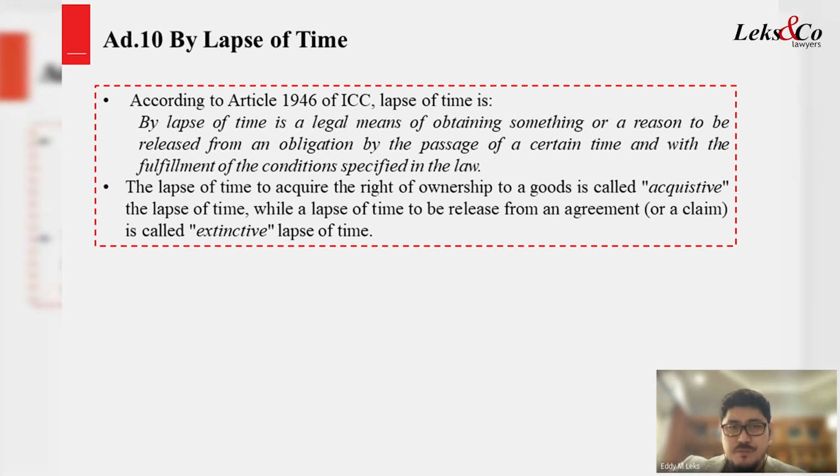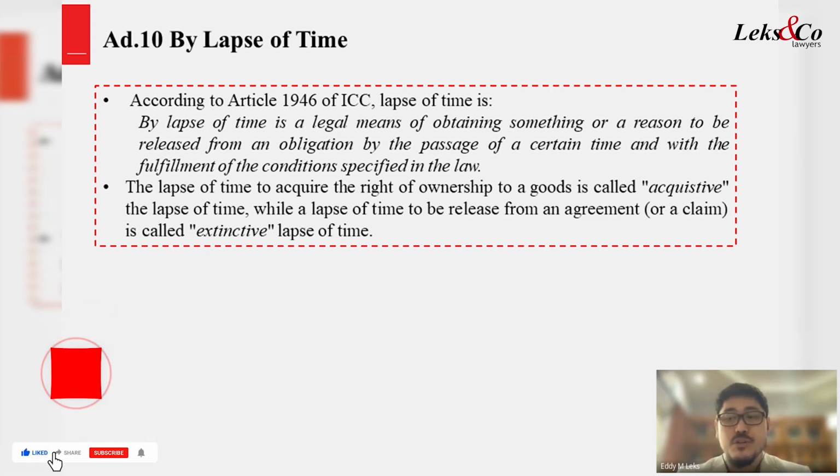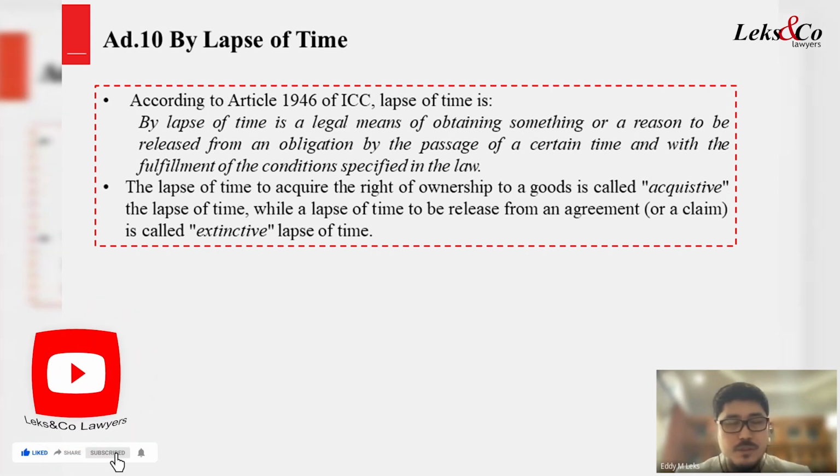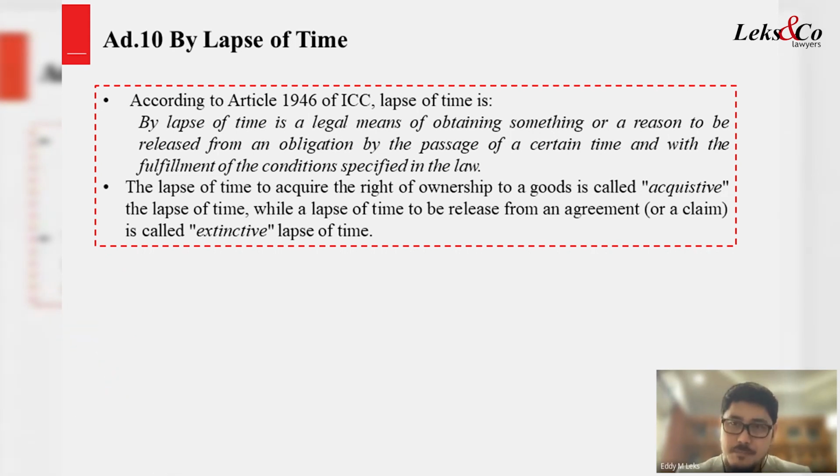Or extinctive, yeah. While a lapse of time to be released from an agreement is called extinctive. So you have the right, like what we said before, is 5 years, right? About the nullification, when you realized that you were mistaken in signing the agreement, you have the right to file a claim within 5 years, right? That is your right, yeah. After that, it is extinctive. Your right is extinctive, yeah, because you are considered as releasing your right, yeah. So that's why you don't have the right to claim anymore.